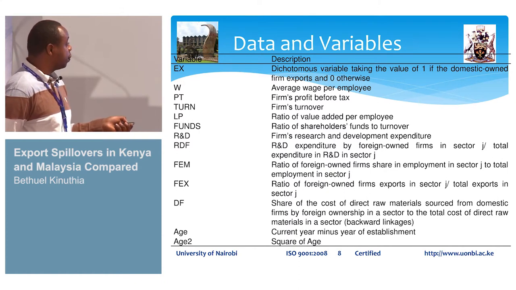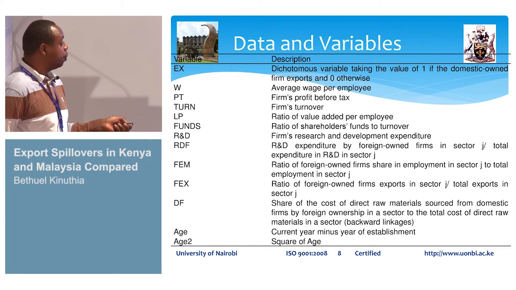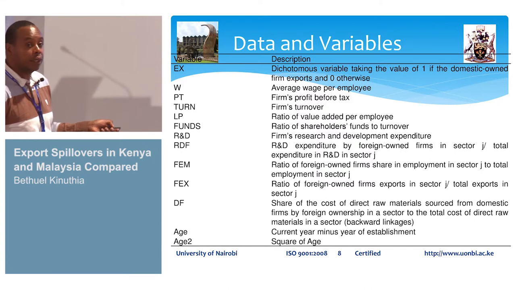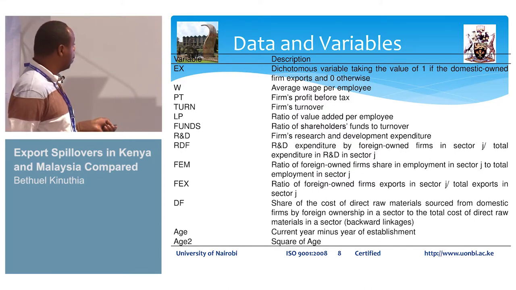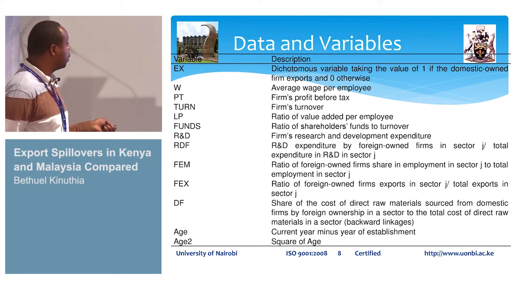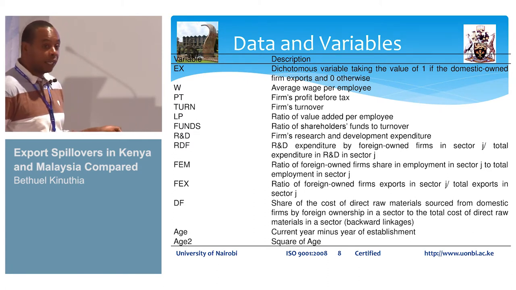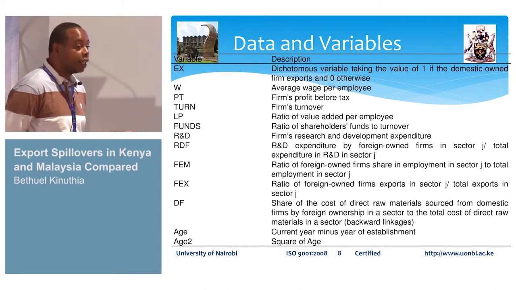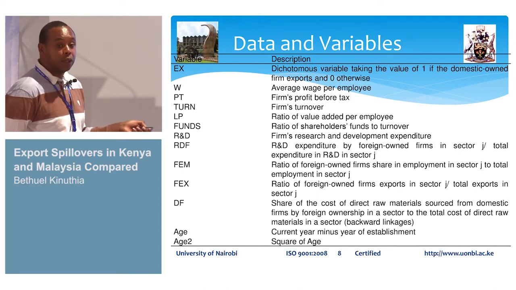And the idea here is that this will give us the importance or the significance of the foreign sector in the domestic market. So if the sector is very important, then you'd expect competition pressures going to the domestic firms. Then we also have FEX, which is the proxy for information spillovers, I mean information channels, which is captured by the ratio of foreign-owned firms in export sectors to total exports in sector J. Now, the idea here is that we're looking at the export activity. So if domestic firms are in sectors that have a high concentration of foreign-owned firms engaged in export activity, then you expect that they will tend to learn in the process.